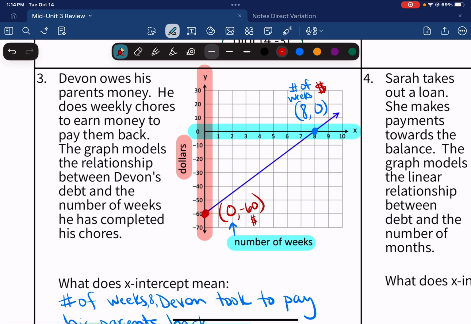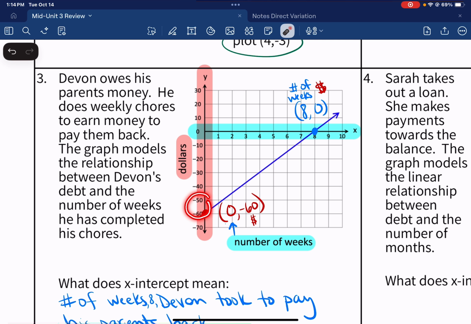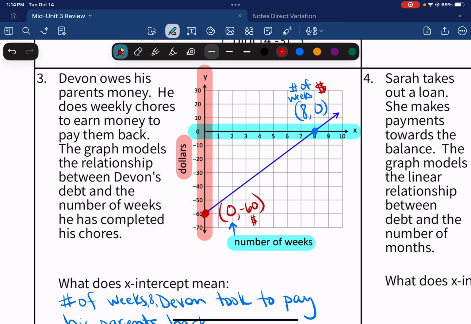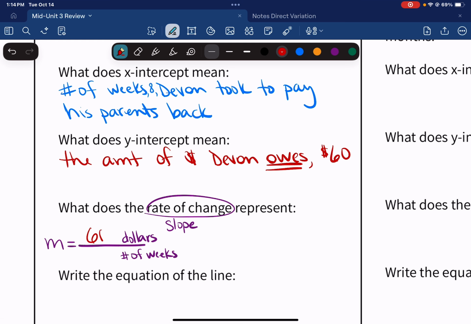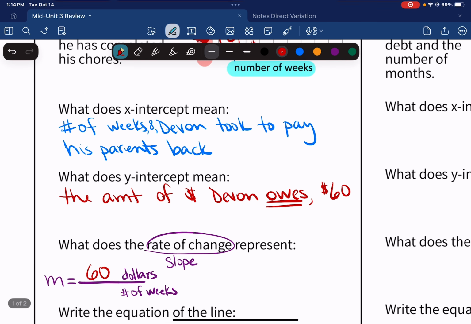So let's count our rise. It's important to recognize, though, that every single square is 10 units, okay? So we're going to count by tens. 10, 20, 30, 40, 50, 60. We rise 60. So I am going to put the number 60 in my numerator for $60.